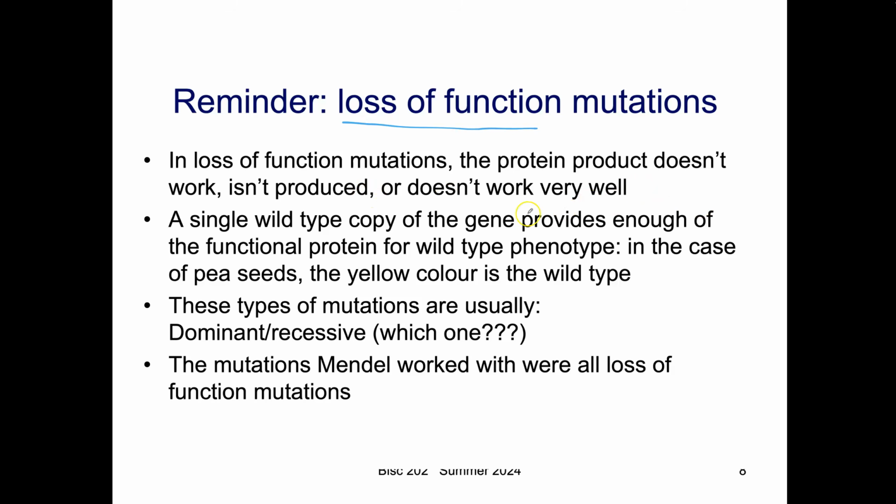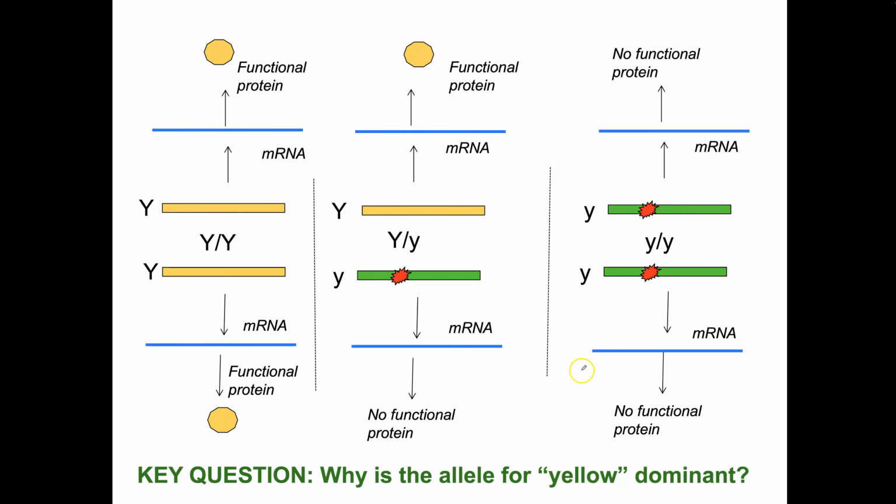It doesn't show up in individuals that still have one good copy. So if you still have a good copy of the gene, you have enough functional protein for wild type phenotype, and it turns out that yellow color is the wild type for this kind of pea, right? So these types of mutations are usually recessive, okay? And the mutant strains that Mendel worked with, they were all loss of function mutations. So the mutant ones are going to be the recessive ones. And this is just a reminder.